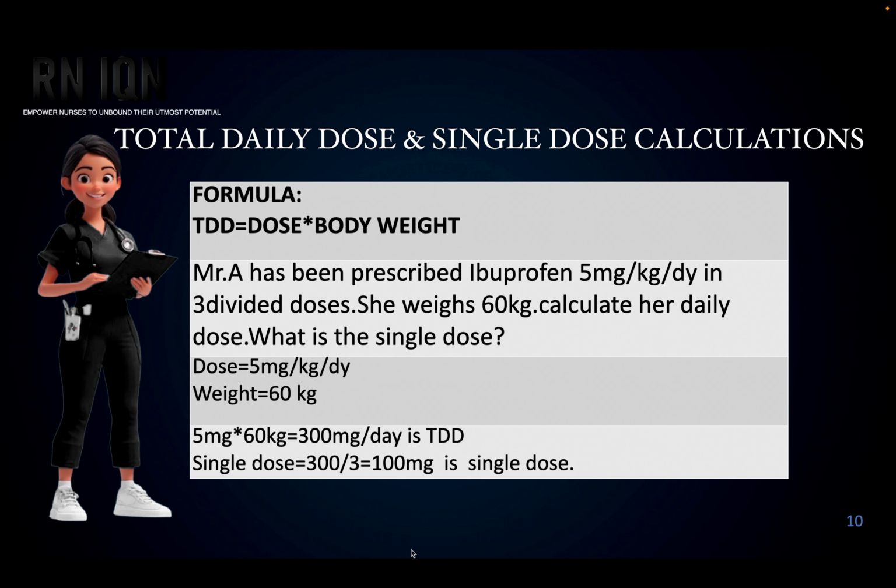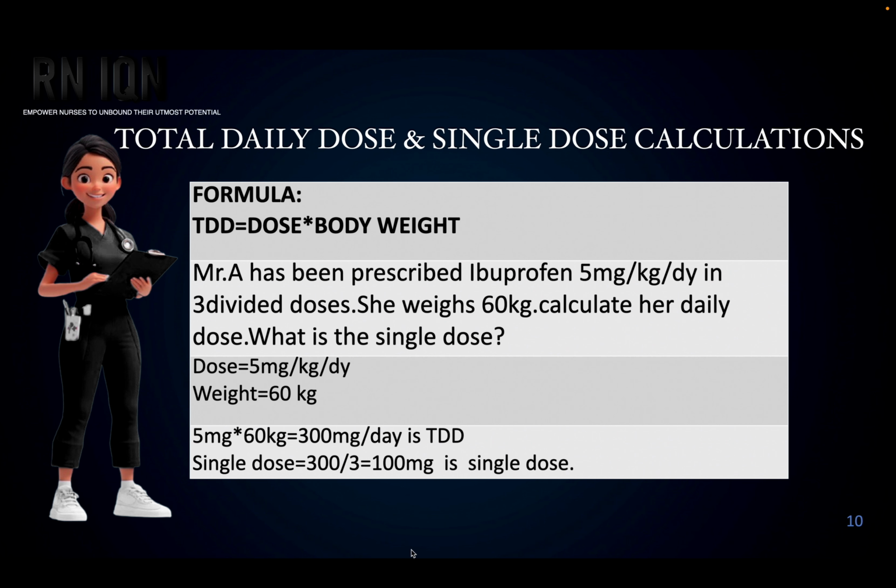As I told you earlier, to find the single dose, divide the total dose by number of divided doses. And always remember the common abbreviations like BD, TDS, QDS and so on. If the answer needs to be in a different unit, apply the conversion rules. Okay, that is from big to small multiply by 1000, from small to big divide by 1000.